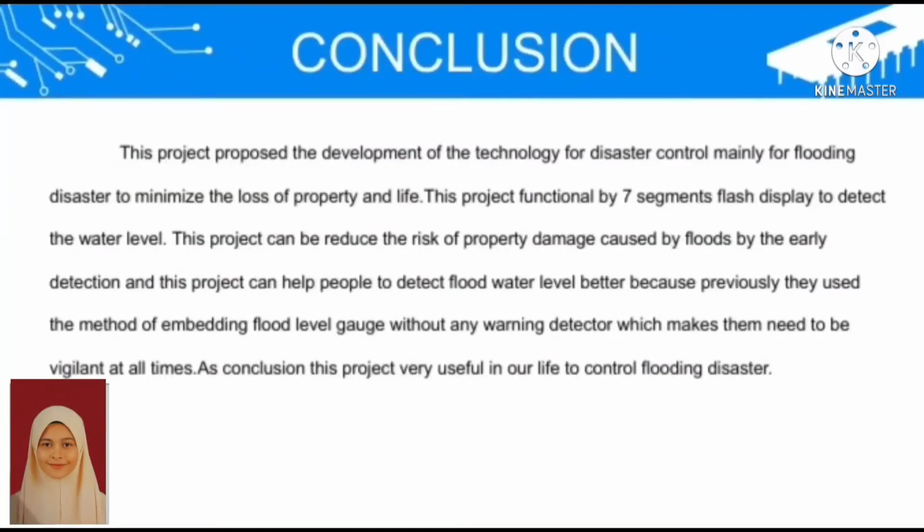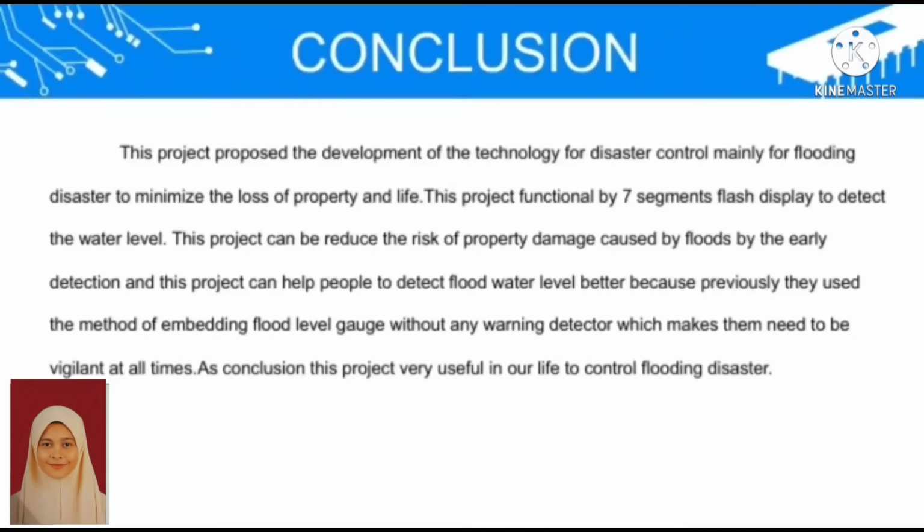Lastly, I will present about the conclusion. This project proposed the development of technology for disaster control, mainly for flooding disaster, to minimize the loss of property and life. This project functions by a 7-segment flash display to detect the water level. This project can also reduce the risk of property damage caused by flood by early detection.